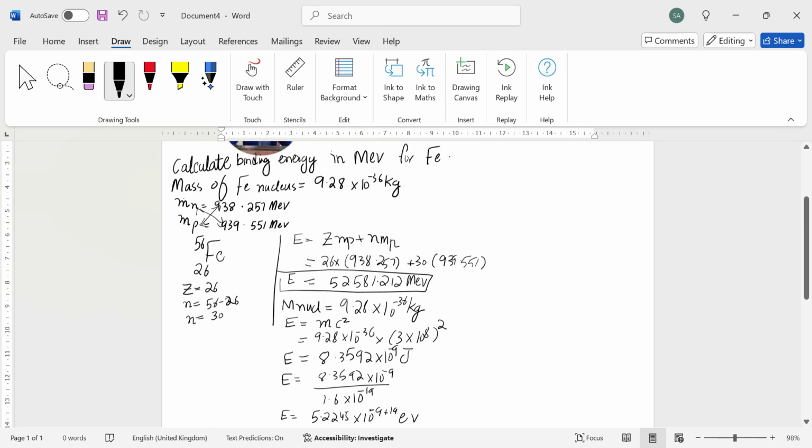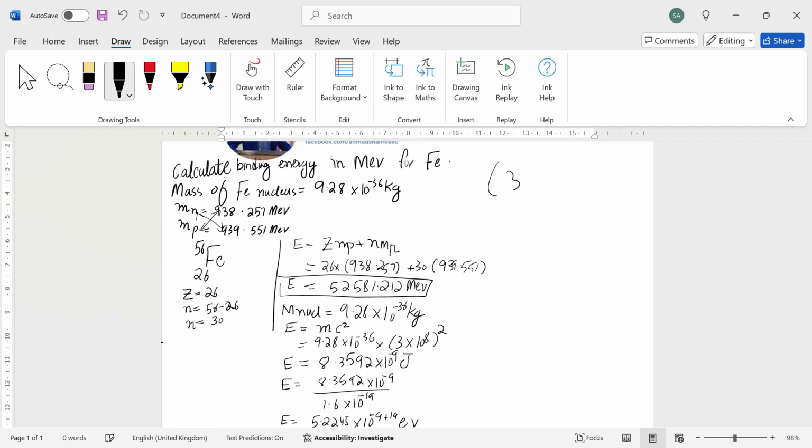If this question comes in the exam, it would contain just 3 marks. So this is a simplified way of doing it quite quickly.